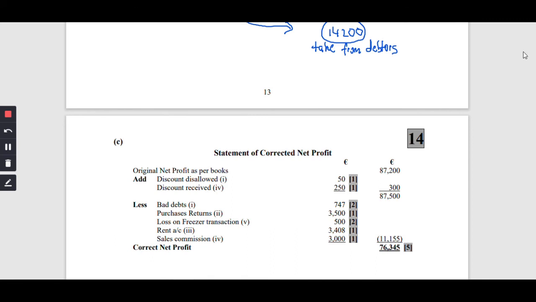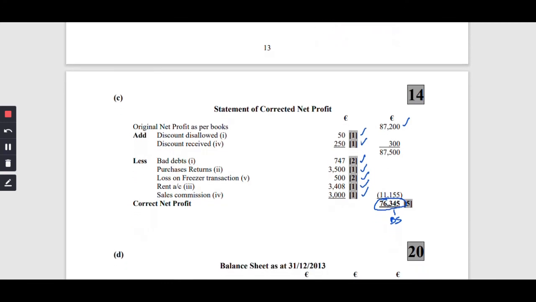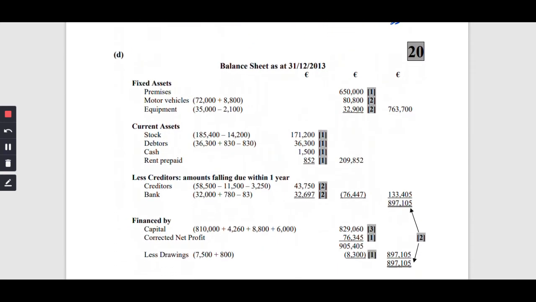So that's all you do. You have your original P&L balance, you add 50, you add 250. Then you take away 747, 3,500, 500, 3408, 3,000, gives us a corrected net profit figure for 5 marks of 76345. And we will use this in the next part of the question, our balance sheet. Again, like I've said, once you have your notes done properly, this is very straightforward. So 14 marks there. Next, for 20 marks, we have our balance sheet.